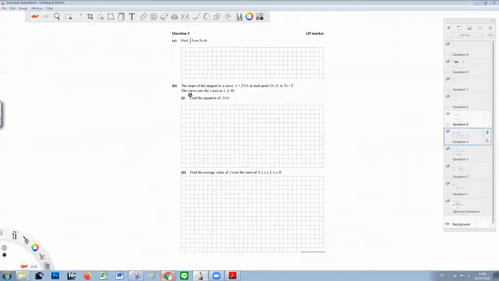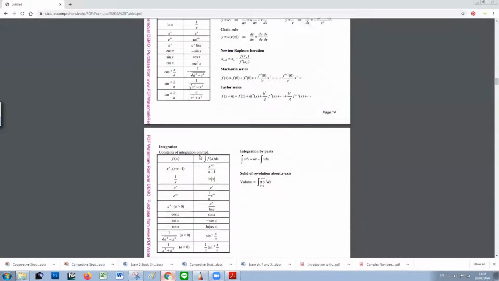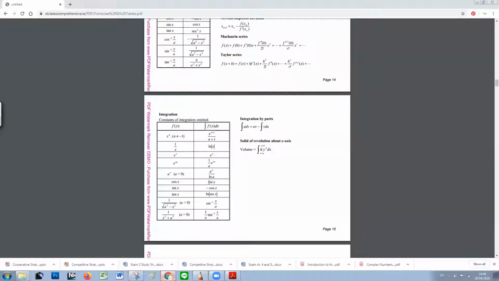Next one. So there's a few different ways you can do these. I'm going to tell you a little cheat way to do this one. It's pretty simple. So you're looking for the integral of this. So first of all, the cos, go back to my maths tables. So I'm looking for integration. Cos is just going to be plus sin.